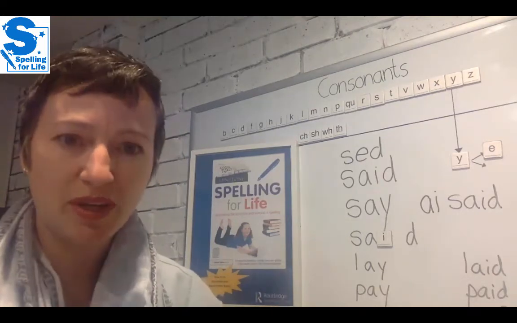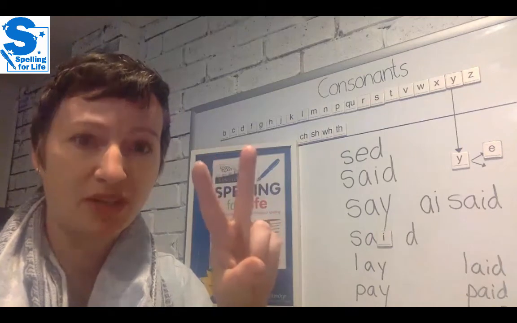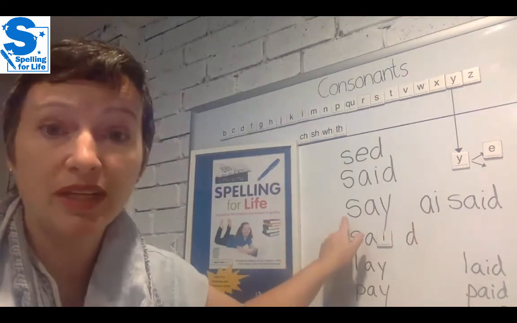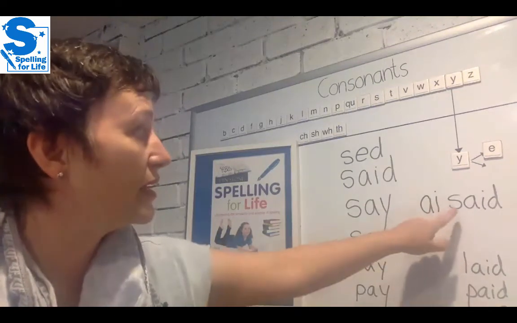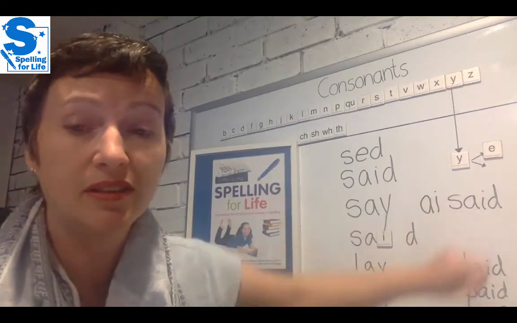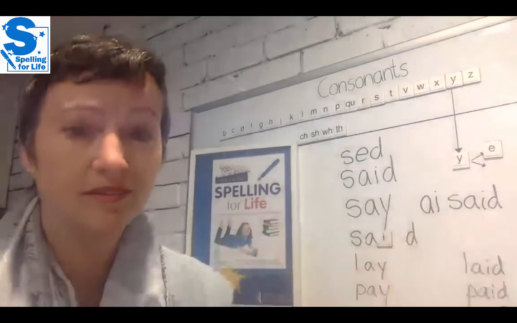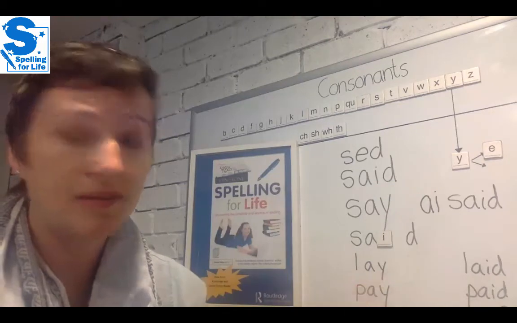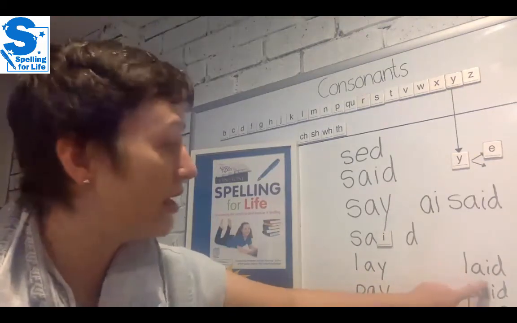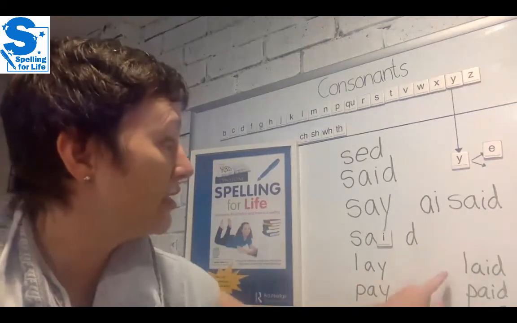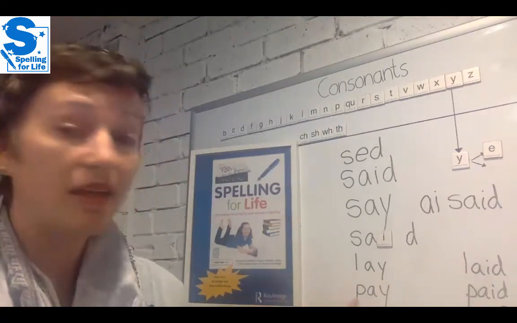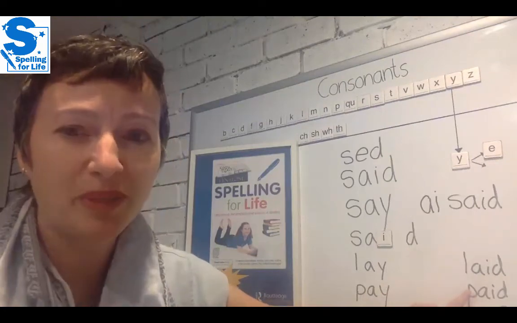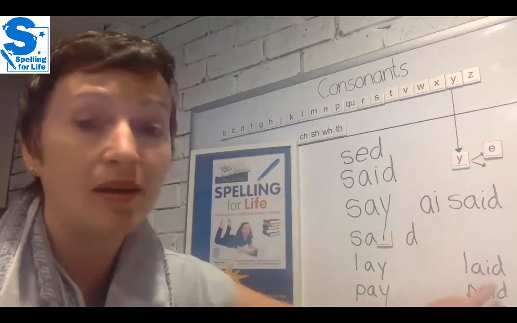They say them 2 ways. First for spelling, then for reading. For spelling, S-A. For reading, say. For spelling, S-A-I-D. For reading, said. For spelling, L-A. For reading, lay. For spelling, L-A-I-D. For reading, laid. For spelling, P-A. For reading, pay. For spelling, P-A-I-D. For reading, paid.